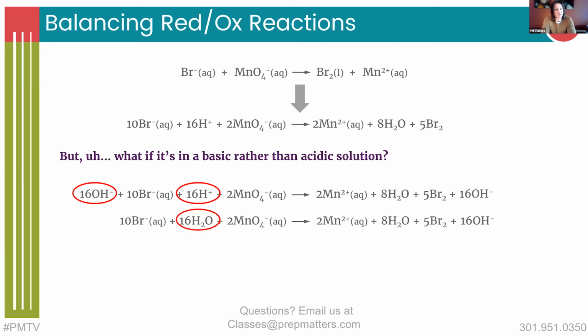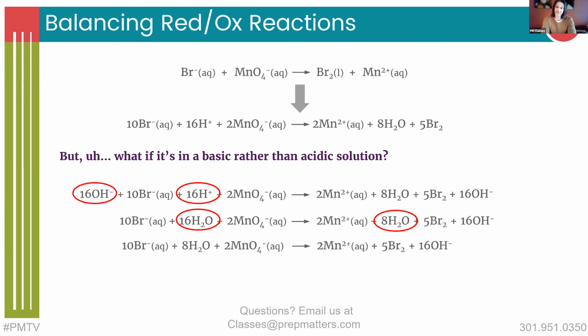I still have my 16 OH minuses on the other side, but I also have 8 waters on the other side. So now those 8 waters are going to cancel to leave me with my final balanced basic equation, which will have 8 waters on the left and hydroxide on the right. So I basically replaced my acidic hydronium ions with my basic hydroxide ions, right? So, you know, fairly complicated process in that there are a lot of steps, but it's not like any of the steps are super hard themselves, right? So if you're comfortable with the process, it should be fine.